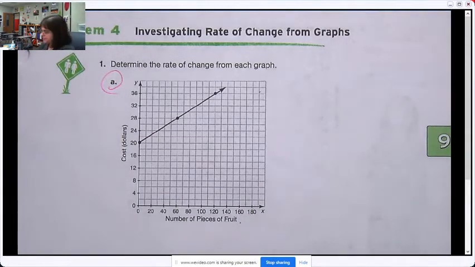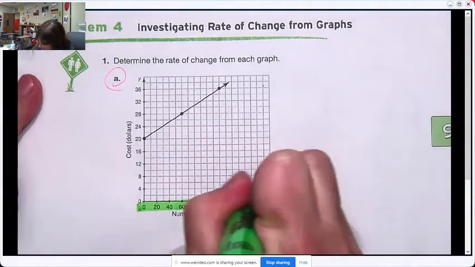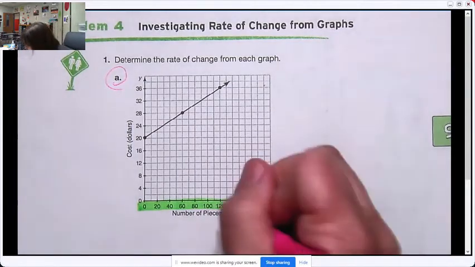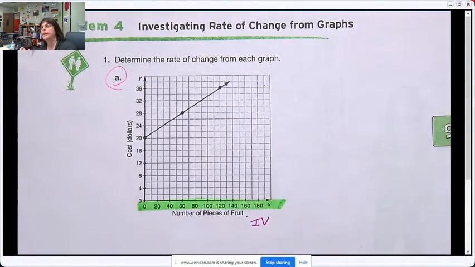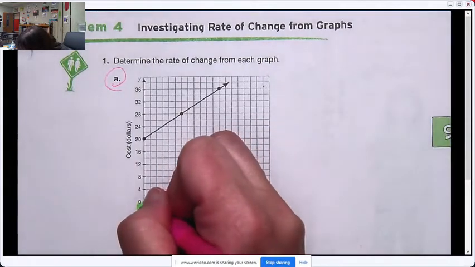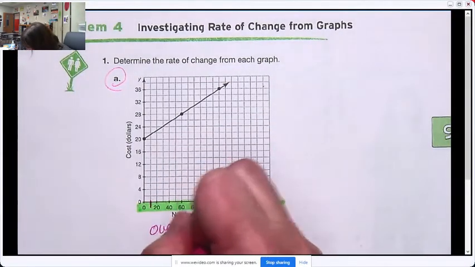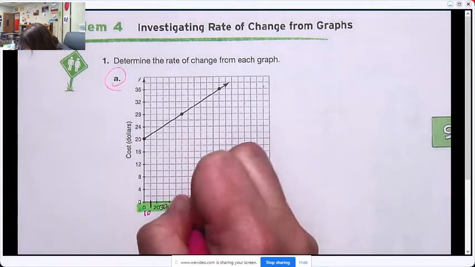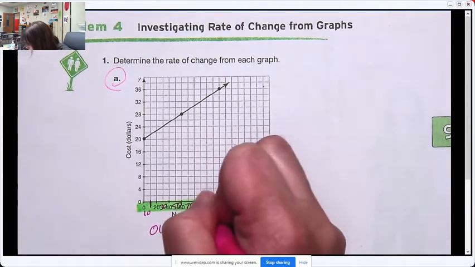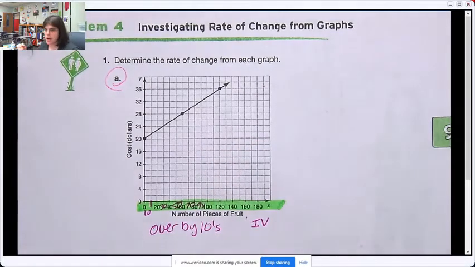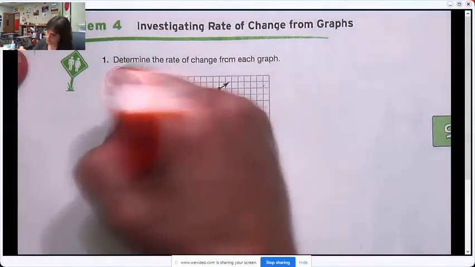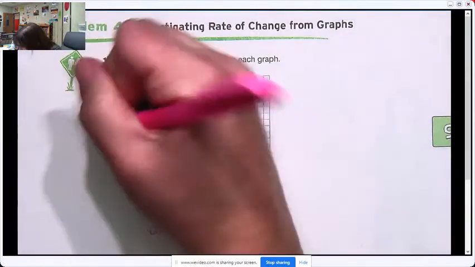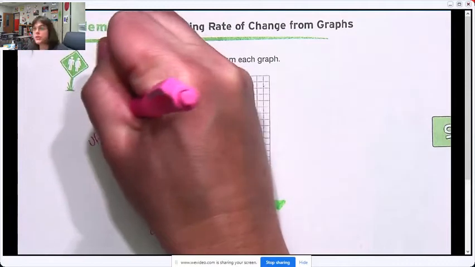What's my first step? Highlight my x-axis. I know that independent variable is x. That's the number of pieces of fruit. I can look and see that this is going over by tens. That's my scale. And I might, just as a math student, want to fill that in. Then I can take a look at my y-axis, y to the sky. And I can take a look and see that there's gaps here. And this is going up by 2's.